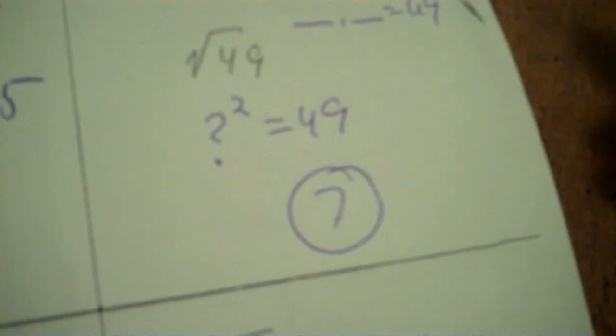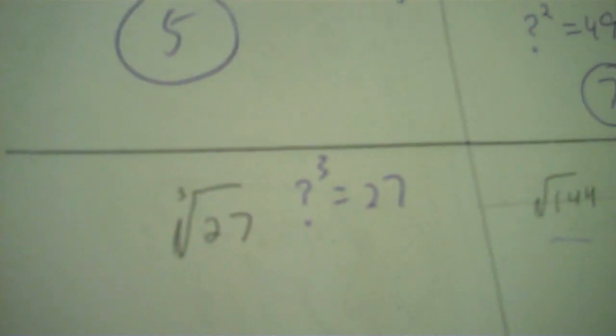I believe it's 7. Now, cubed root, that means what to the third power equals 27. So it means what times what times what equals 27. It's not 1. 2 times 2 times 2 is 8. 3 times 3 times 3 is 27, so it's 3.